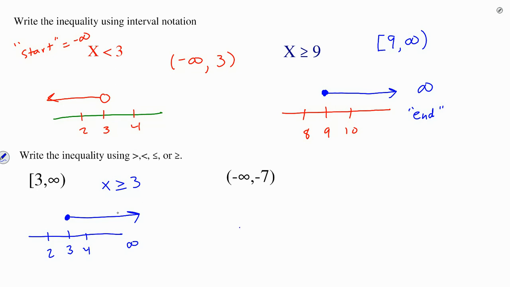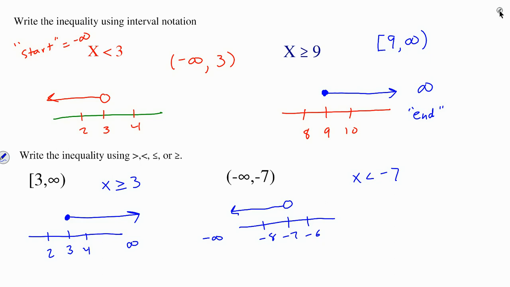Let's try this one. Again, I've got an infinity. So I've got negative 8, negative 7, negative 6. At negative 7, I'm going to have an open circle because I see that parenthesis. And this says go to negative infinity, which is way over here to the left. So I'm going all the way to the left. This tells me my interval represents all the numbers smaller than negative 7. So this would be x is less than negative 7, showing all the numbers smaller than negative 7.